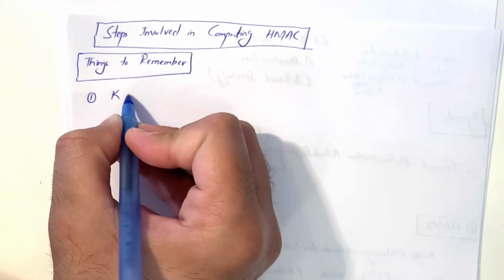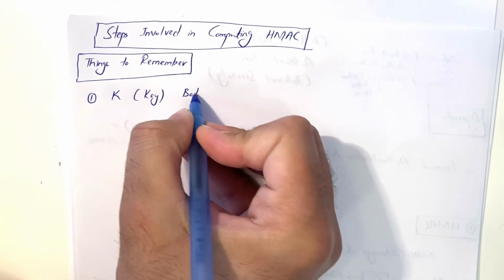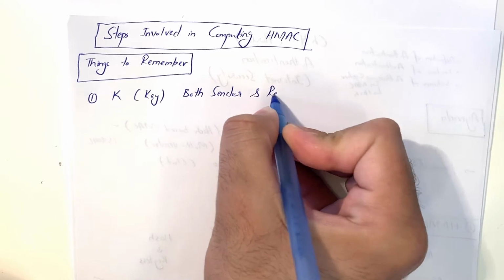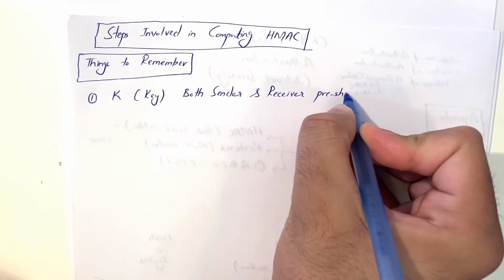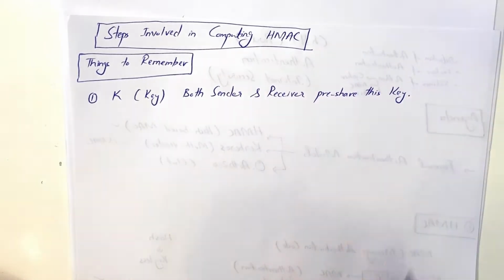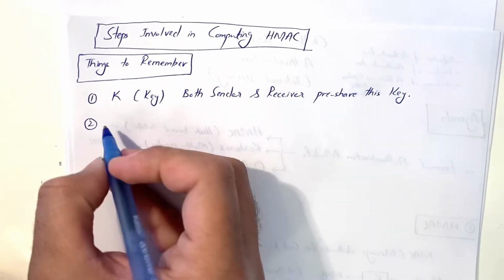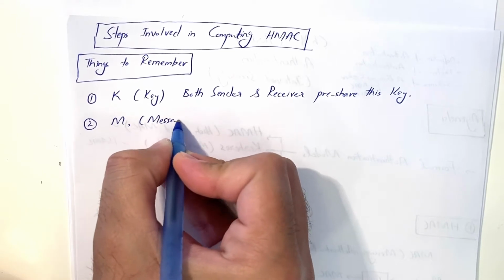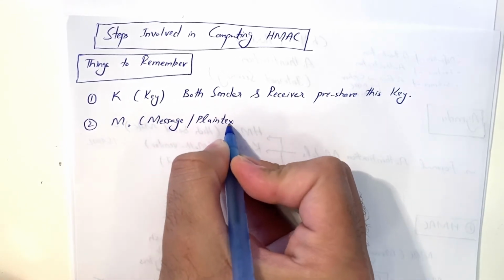Pre-shared key. So this is the key, K is a key, and both sender and receiver pre-share this key. So both sender and receiver, they pre-share this key, number one. Number two, let's say your message, M is the message, or you can call it the plain text, whatever you want to name it.